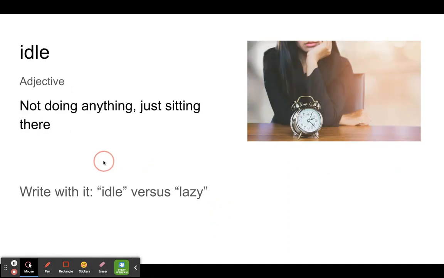Idle is an adjective, not doing anything, just sitting there. This lady is sitting idle while she's waiting for the alarm clock to go off. She's not doing anything, she's not working, she's not playing, just idle.